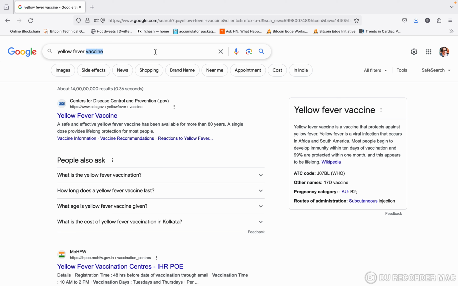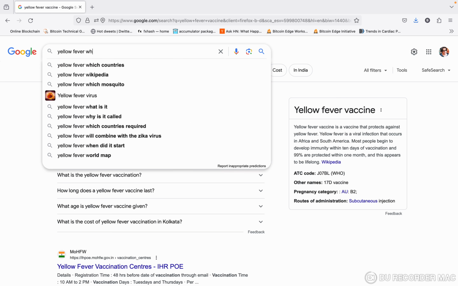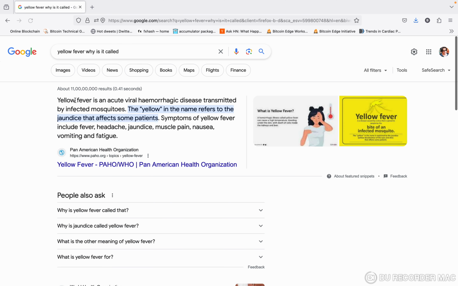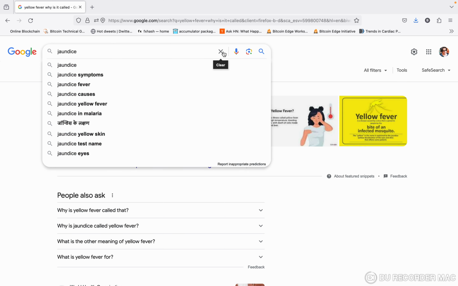So why is it called yellow fever? Let me check this also. Okay, in jaundice, the body color becomes a little pale and yellow. That's why jaundice also happens in yellow fever. So I think jaundice happens because of some infection in the gut or some malfunction in the gut. Let me check how it happens.